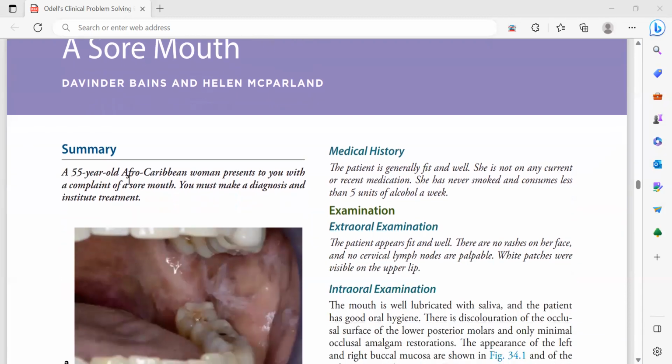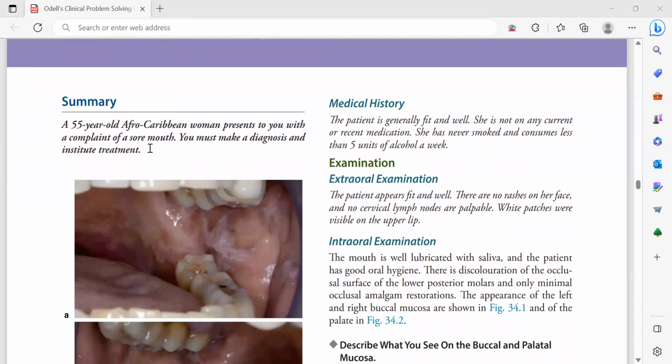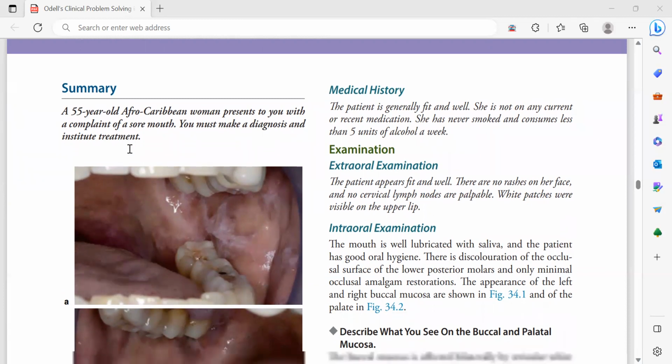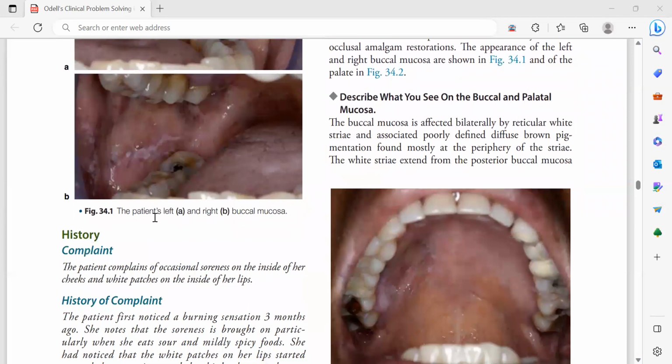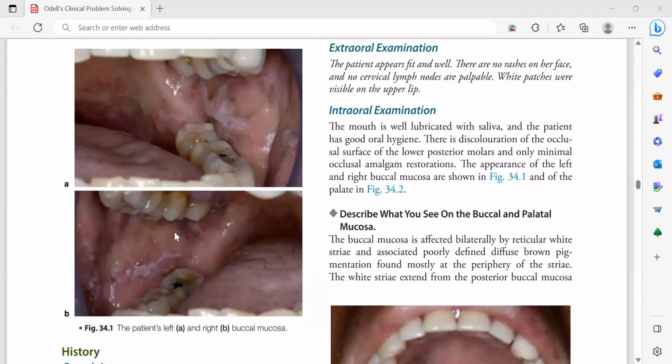Here is an Afro-Caribbean woman, 55 years old, who presents to you with a complaint of a sore mouth. Now she has the symptoms. You must make a diagnosis and institute treatment. So this is the picture that they have given.